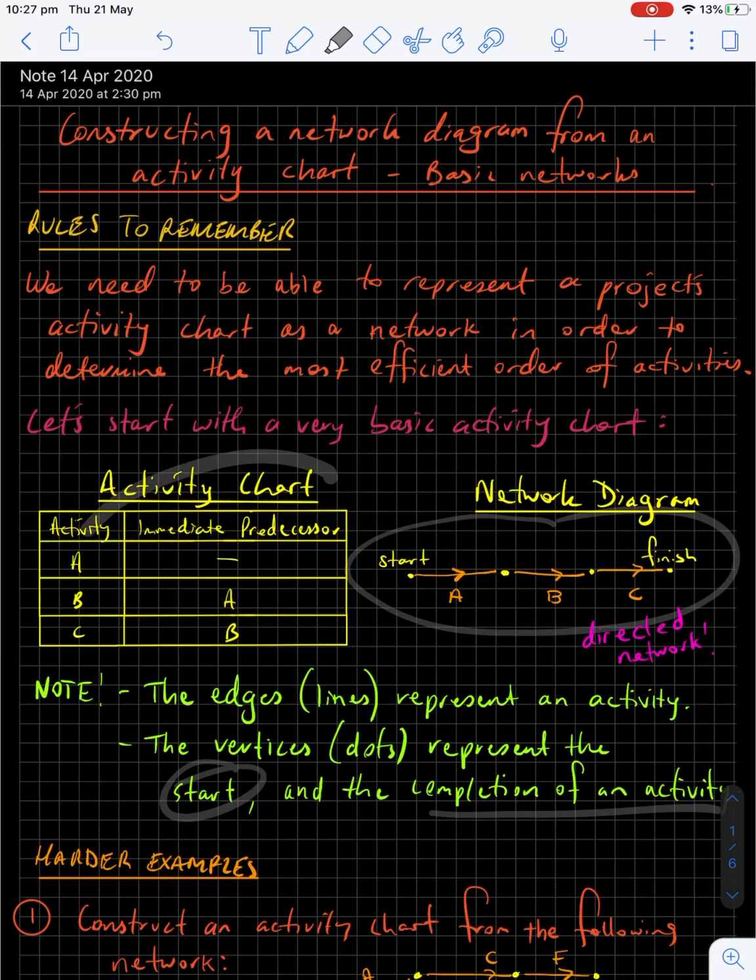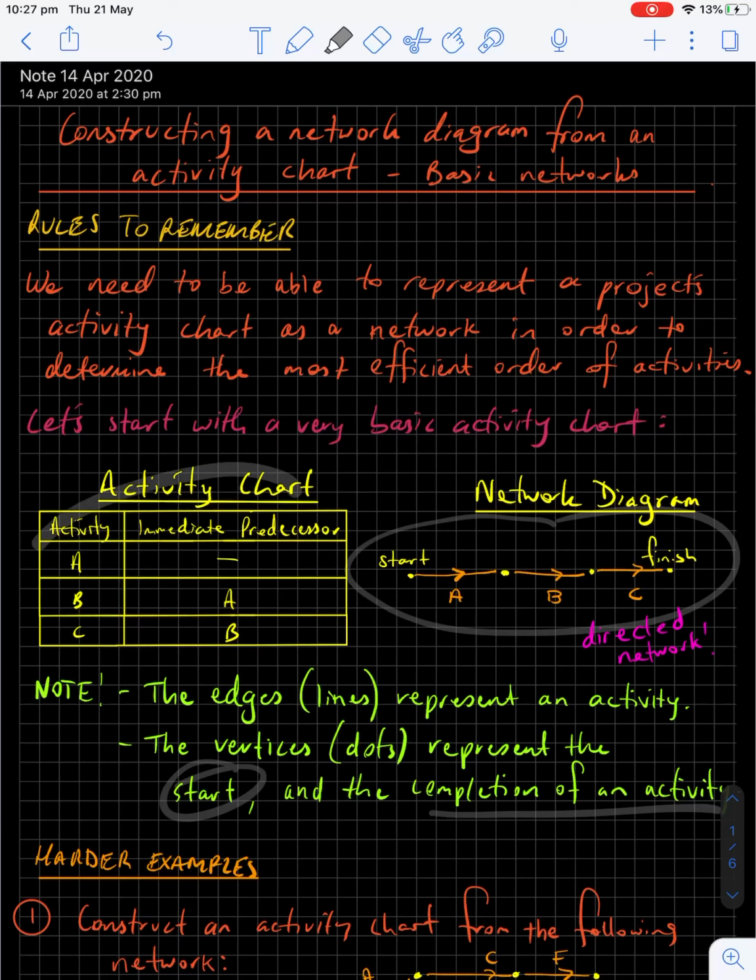It's all about finding the most efficient way to complete a project. And just from the chart alone, that won't tell you the best way to do these activities like A, B, and C. You need to be able to make a network diagram and use that tool to be able to do it. So this is kind of like the next step of the process of critical path analysis. So let's start with a very basic activity chart.